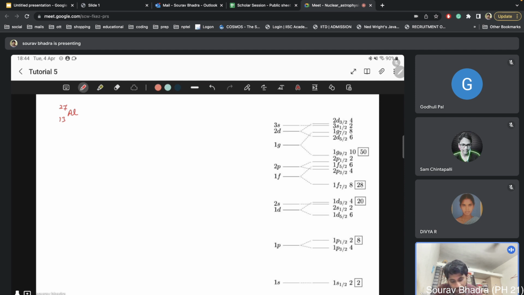Okay, so 27 Al, aluminum, has 13 protons and 14 neutrons. Here you can see 27 aluminum also doesn't follow the symmetry of proton and neutron numbers. It is slightly broken because one excess neutron is there. So for these 13 protons, if we follow this particular configuration, it can be written as: first write the states.